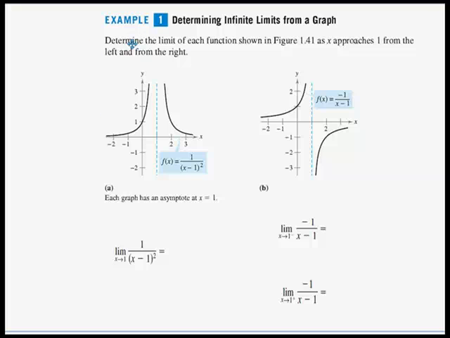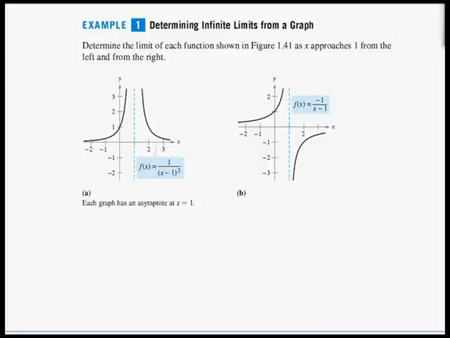So here in example 1, we're just going to determine infinite limits by looking at the graphs. Determine the limit of each function as shown in the figure as x approaches 1 from the left and the right. For the first one, letter A, let's look at the limit from the left. The limit as x approaches 1 from the left-hand side of f of x. So here's our 1. We're approaching from the left-hand side. We can see that the graph is headed up toward positive infinity.